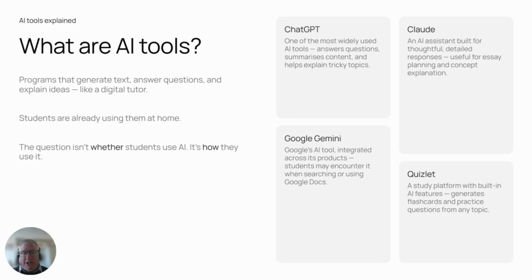As I mentioned before, ChatGPT and Claude are two of the more high profile examples. Google has Gemini built into a lot of its tools, and they also have Notebook LM. And then sites such as Quizlet and Seneca have AI features within them, particularly something like Quizlet, where it's capable of creating flashcards for the students to revise from.